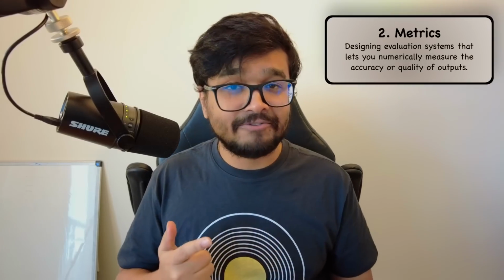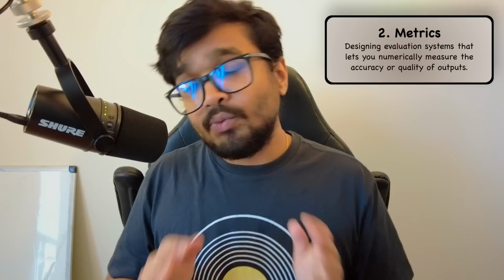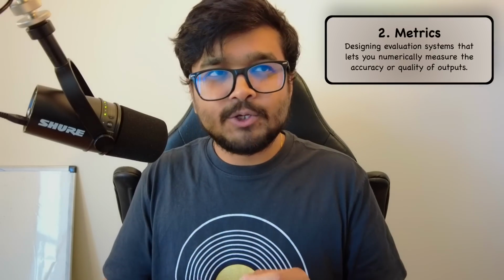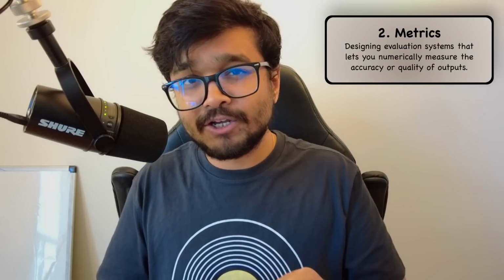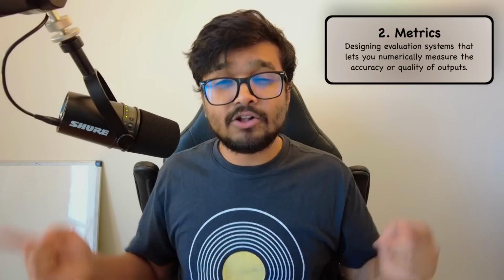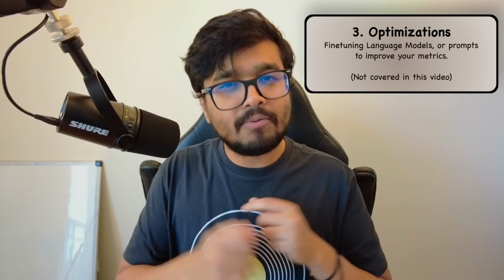The second aspect is evaluating with metrics. Now, this is very important. When you start making LLM applications, it is important that you plan ahead of time how you're going to evaluate it. It not only helps you to scope out your application, it also helps you to think about what the best case scenarios are. The third thing that you need to think about is optimizations.